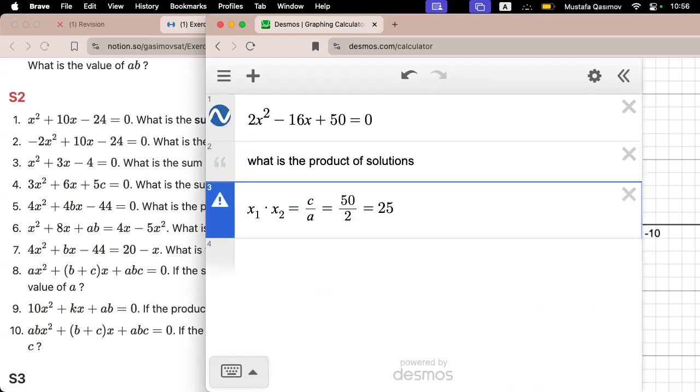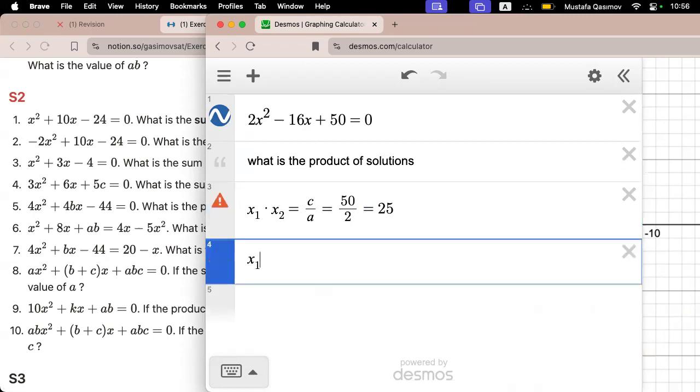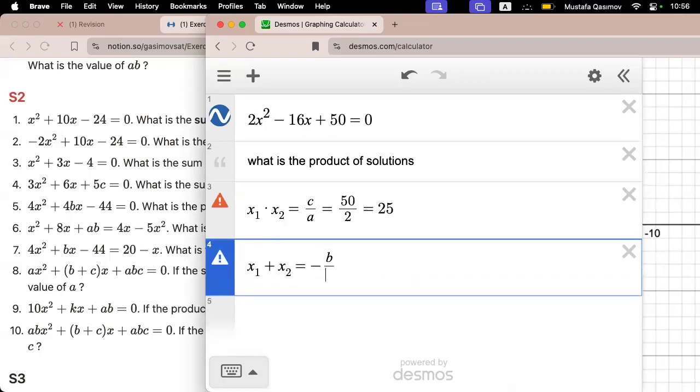So it will be the fastest method for that one. So you have to memorize Viet theorem. X1 plus x2 is equal to negative b over a. If it asks about the sum of solutions, it will be negative negative 16 over 2, which is equal to 8.